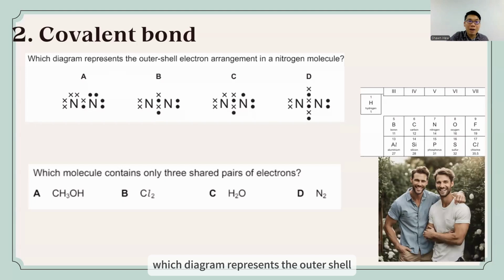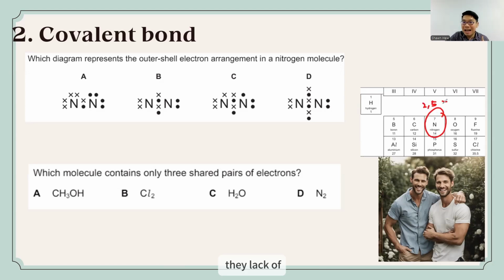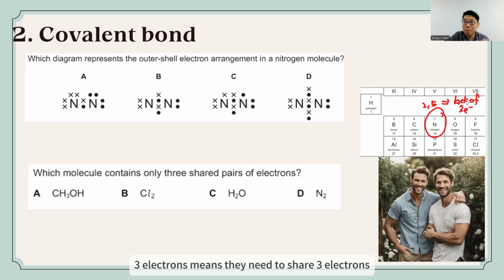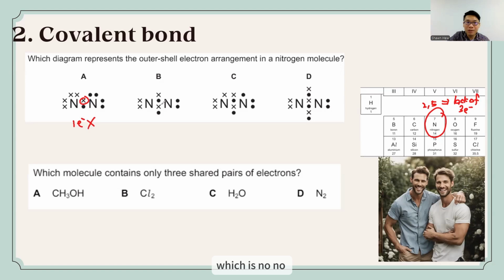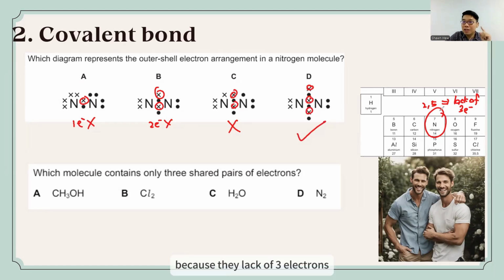First question, which diagram represents the outer shell electron arrangement in nitrogen molecules? So we know nitrogen has 7 electrons, so the arrangement is 2, 5. The lack of 3 electrons means they need to share 3 electrons for each nitrogen. So here, they only share 1 electron, which is no. Here, they share 2 electrons, also no. Here 2, of course, no. Here 3, yes, because they lack 3 electrons.